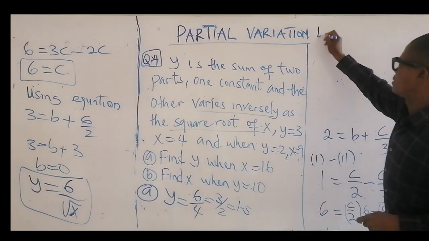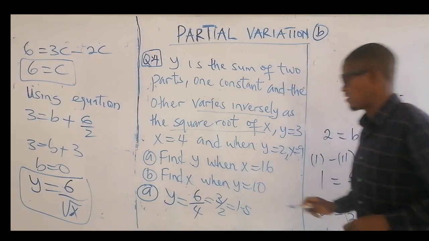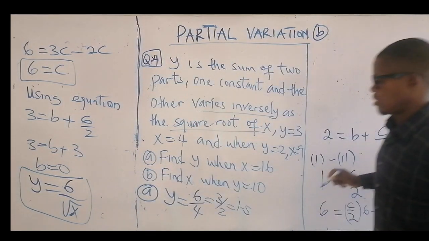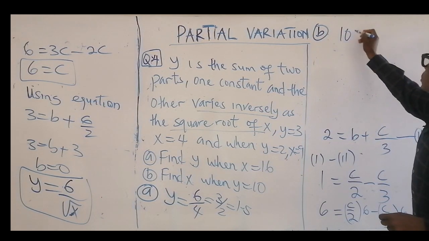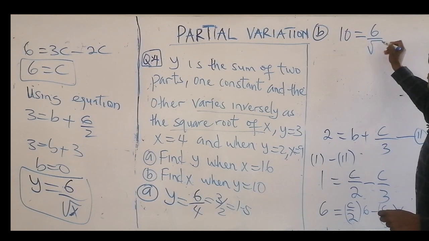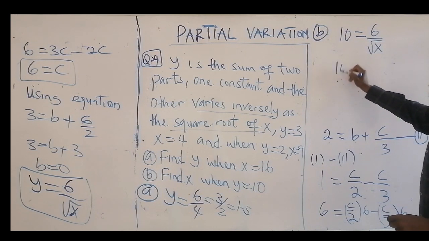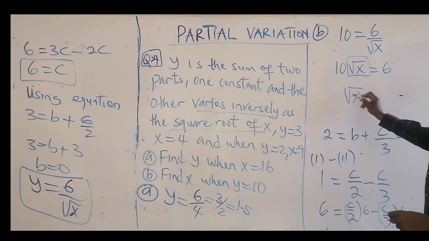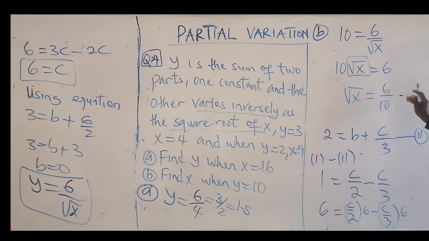For part B, we're told to find x when y is 10. In that case, come back again to the formula. y is 10, so 10 equals 6 over root x. Cross multiply: 10 root x equals 6. Make root x the subject: root x equals 6 over 10, which is 3 over 5. Then square both sides, and x equals 3 over 5 squared, which is 9 over 25.